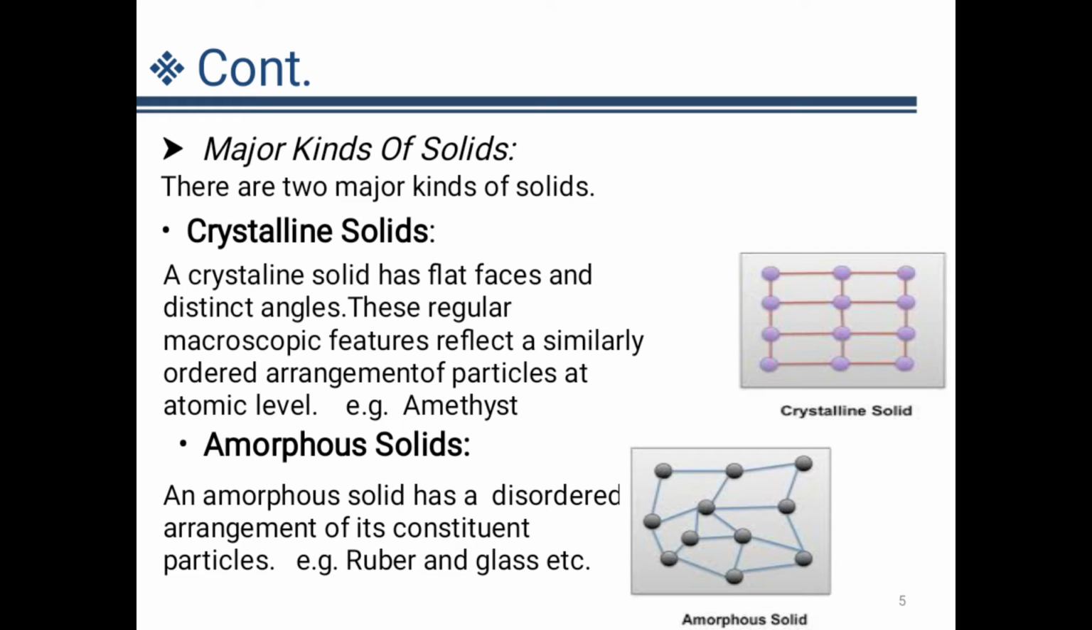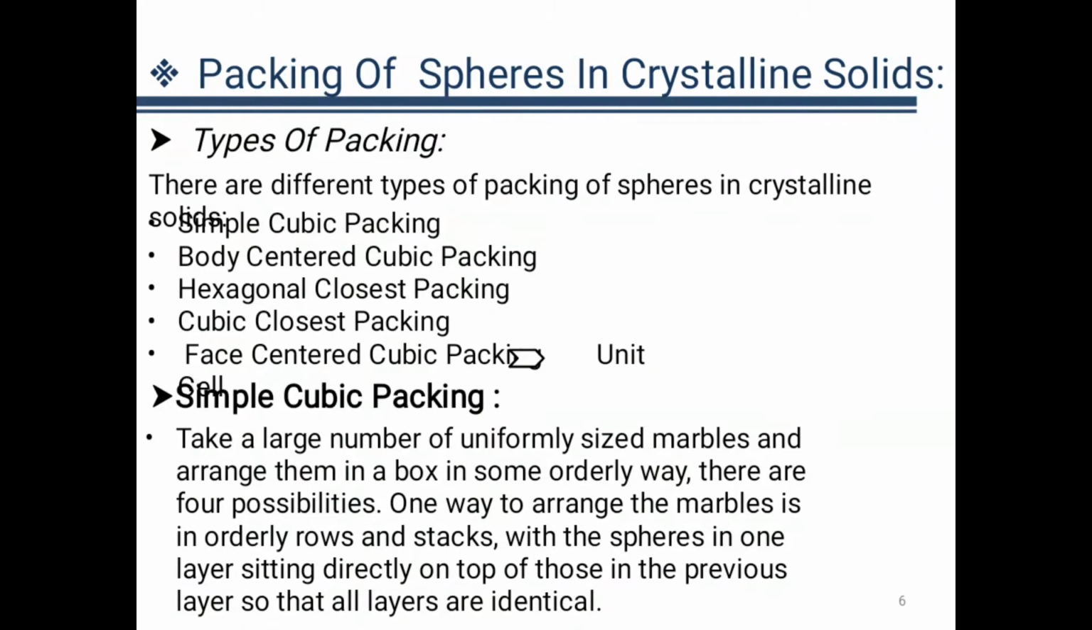The second type of solid is amorphous solid. An amorphous solid has a disordered arrangement of its constituent particles, for example rubber and glass. Here is a structure that shows their particles are connected in a disorderly arrangement. Next is packing of spheres in crystalline solids.